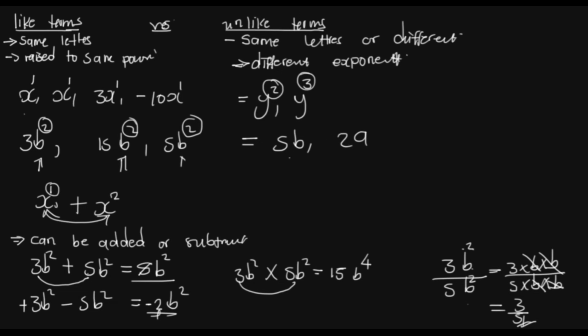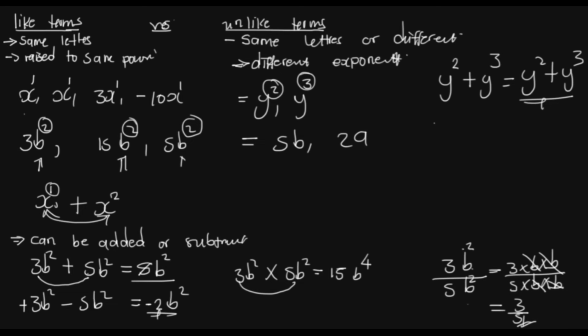One has a variable b, the other one has a variable a. So now, in terms of addition, unlike terms cannot be added or subtracted. So if I have an example of y raised to the power 2 plus y raised to the power 3, the answer would be y raised to the power 2 plus y raised to the power 3. There I can't add or subtract unlike terms.